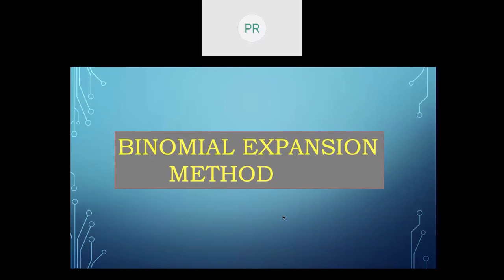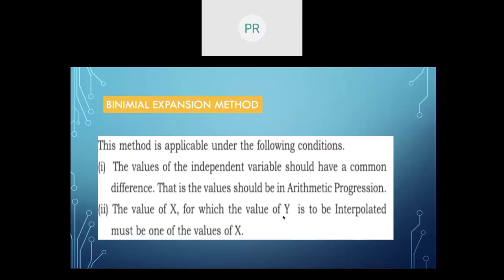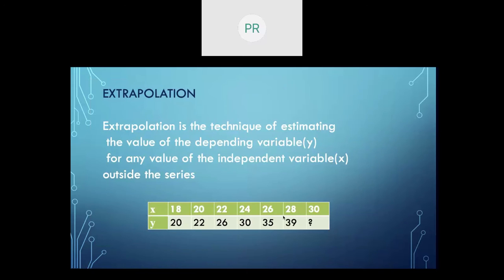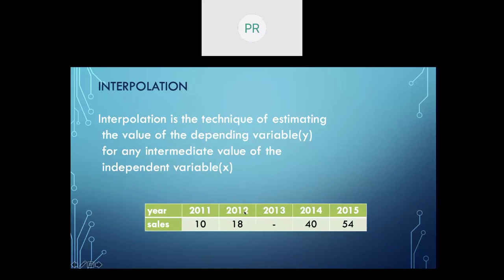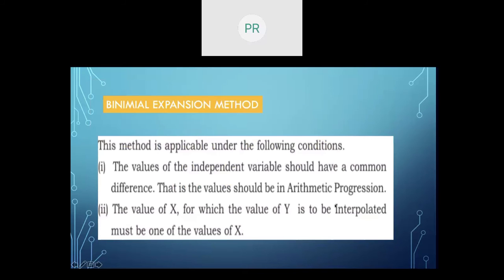So the binomial expansion method, which is based on the binomial theorem, has to satisfy certain conditions. The first condition is the values of the independent variable should have a common difference. So when we go back to our example, we can see that there is a uniformity even in the independent variable. We can see that the values are differing by 1. The width between the values of the independent variable is 1. So this is known as having a common difference. The values of the independent variable should have a common difference.